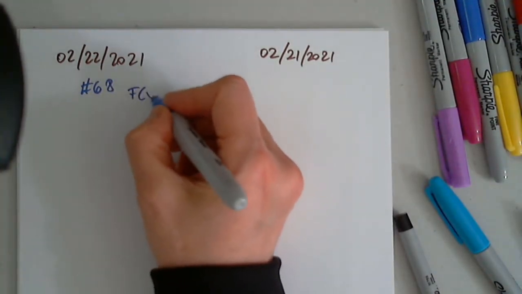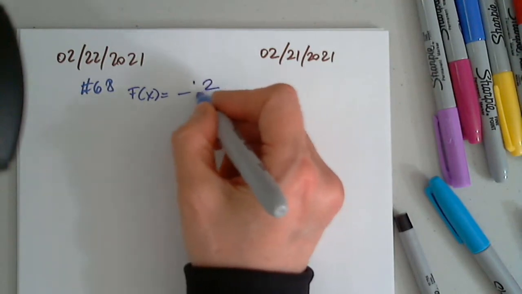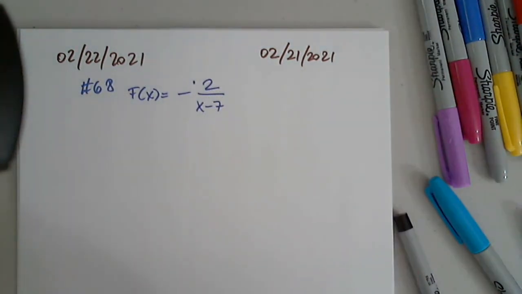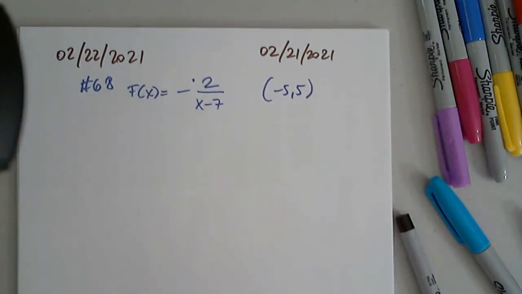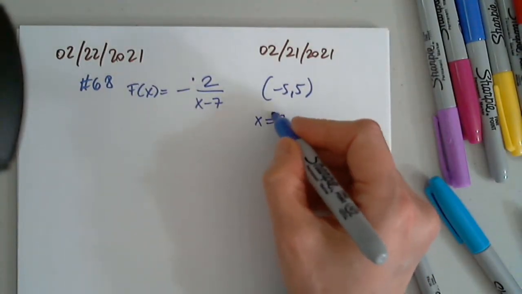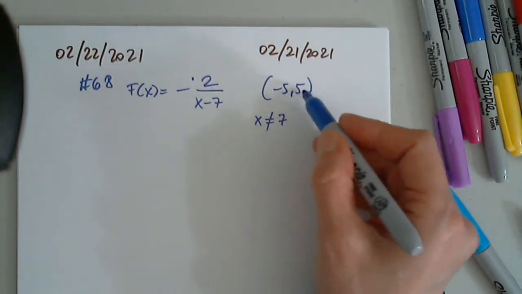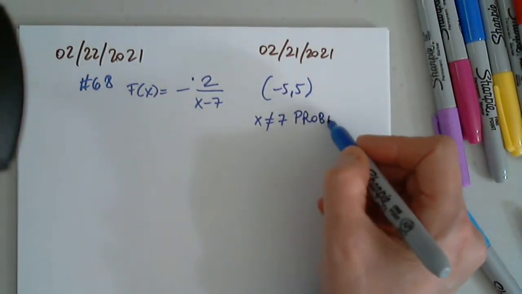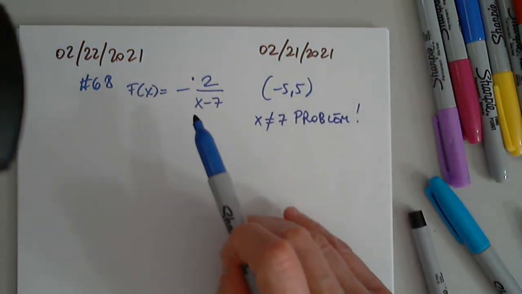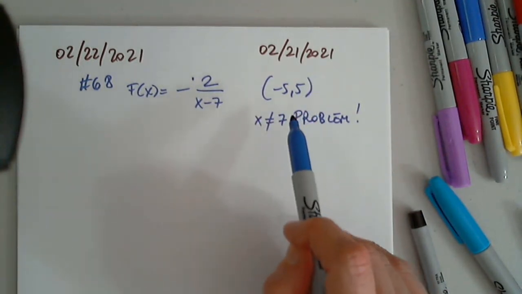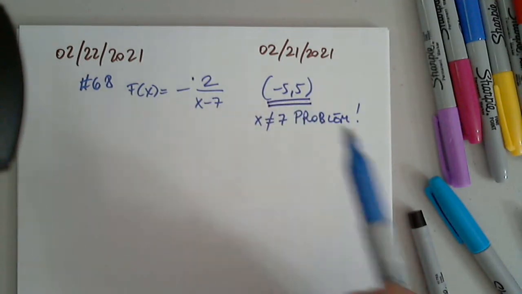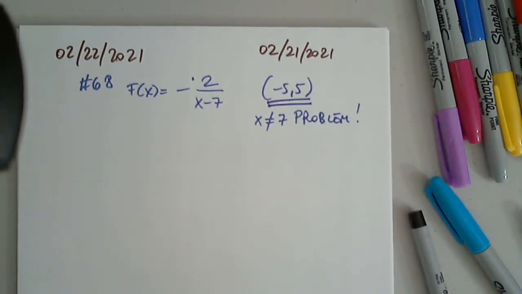Okay, so we have f of x equals negative 2 over x minus 7. Is this continuous on the interval negative 5, 5? And we know from the very beginning that this function is not defined where? At 7. Good. So we know that x not equals 7 for sure, but it's not here. So this is the only problem. And we know that a rational function is always continuous on its domain. So this is a part of the domain where the function is always continuous.